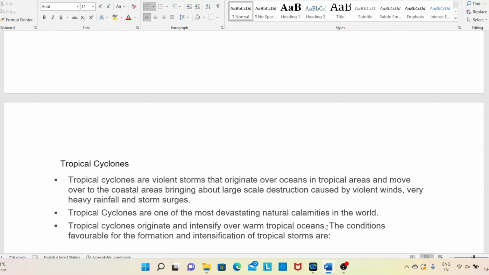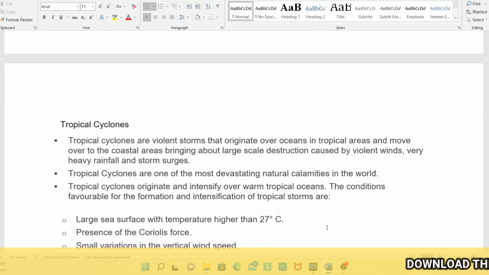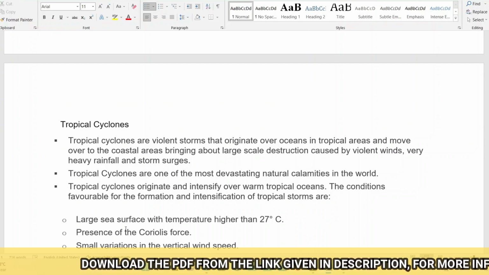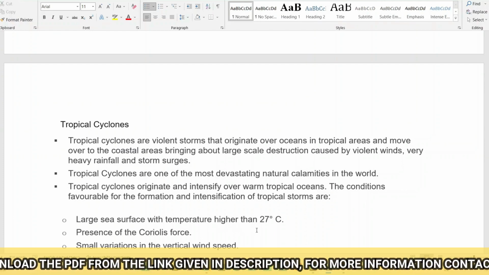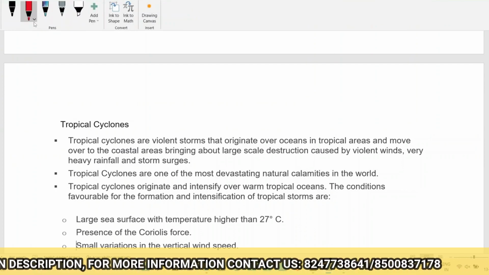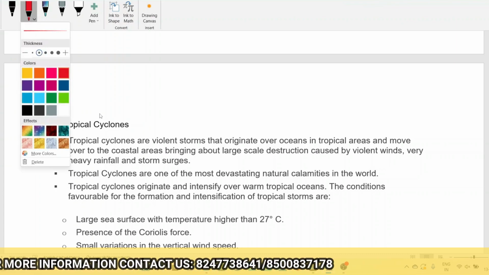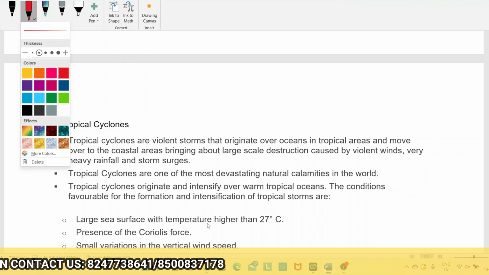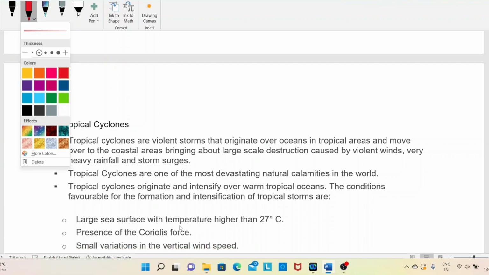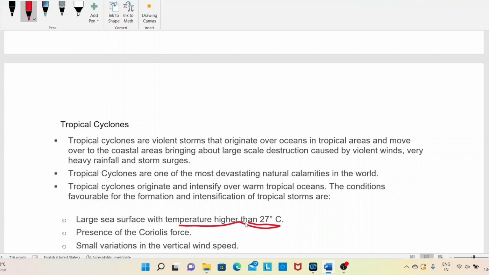Let's see the conditions favorable for the formation and intensification of tropical storms. The first is a large sea surface area with a temperature higher than 27 degrees Celsius.